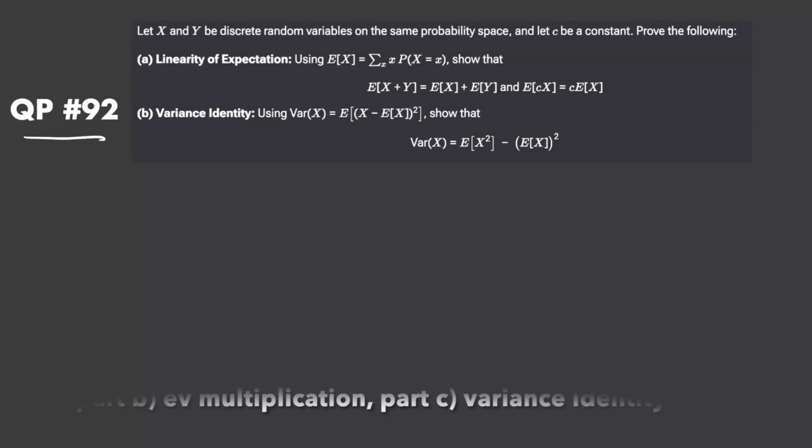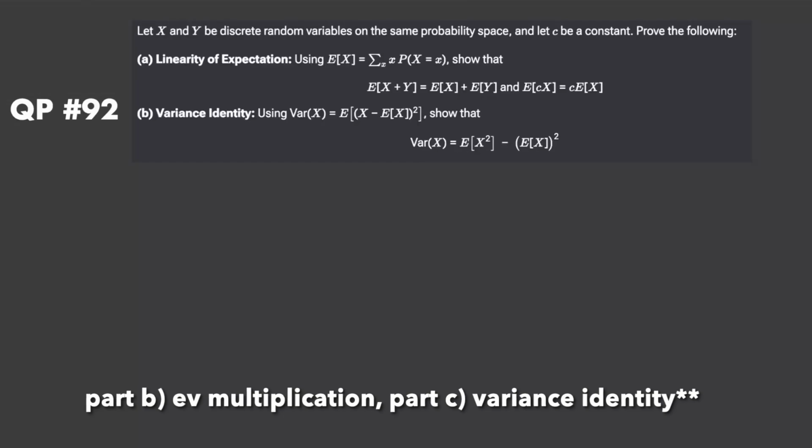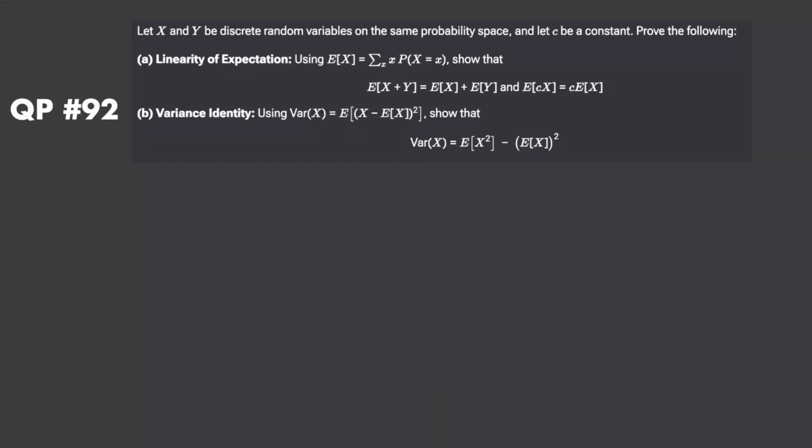Hello everyone, today let's take a look at QP92, proving some useful facts about expectation and variance. First of all, in part A, we're proving linearity of expectation. That's just the fact that the expected value of the sum of two random variables is equal to the expected value of one plus the expected value of the next.